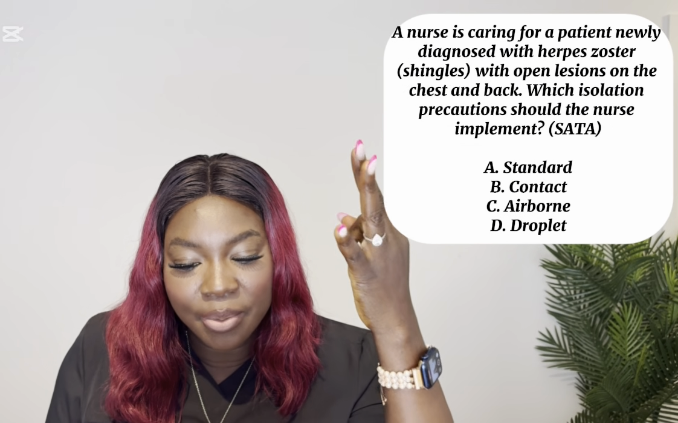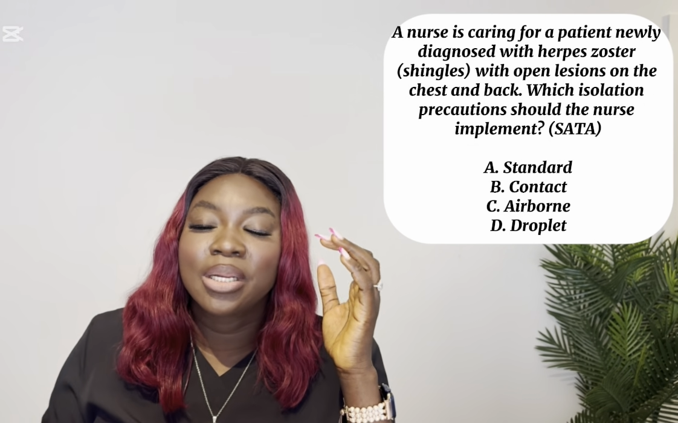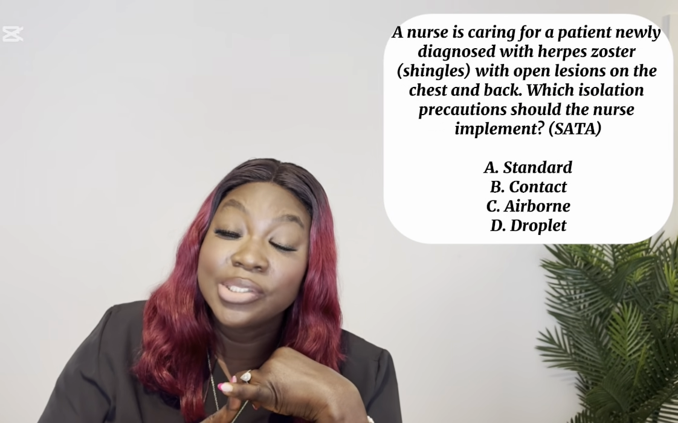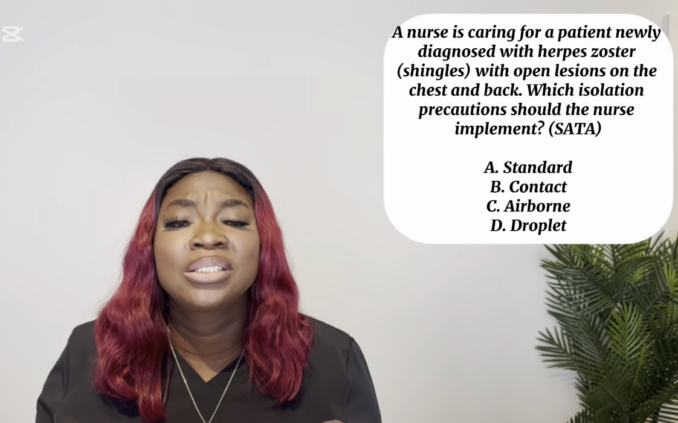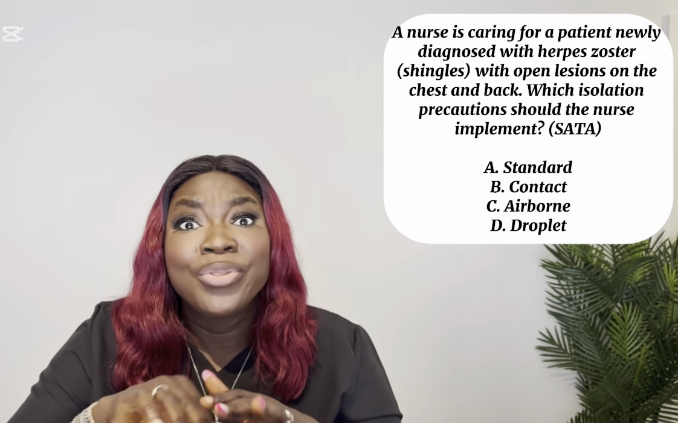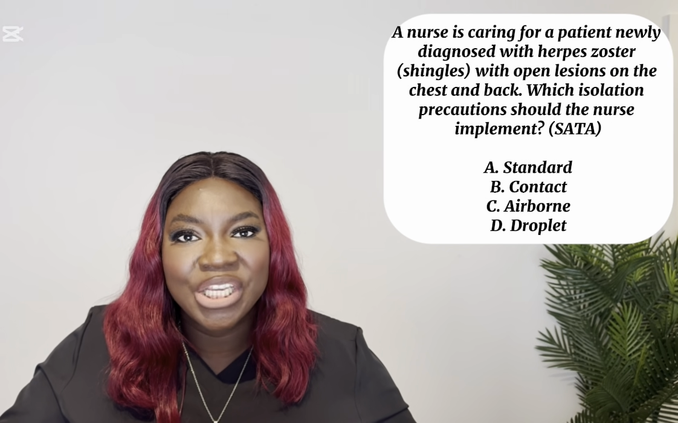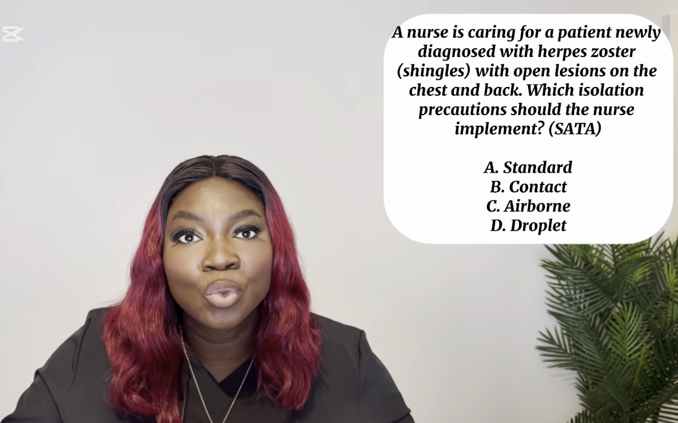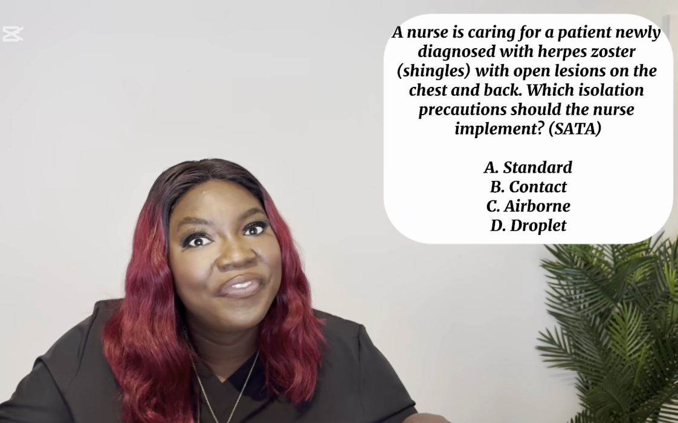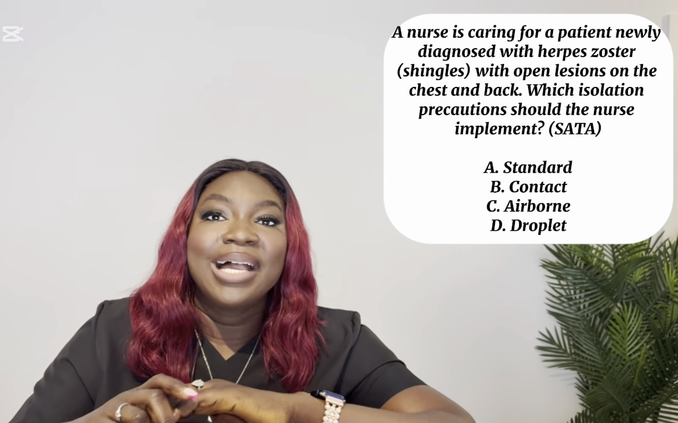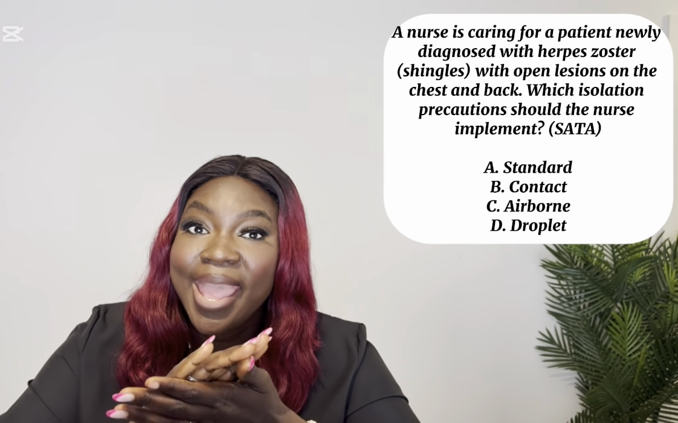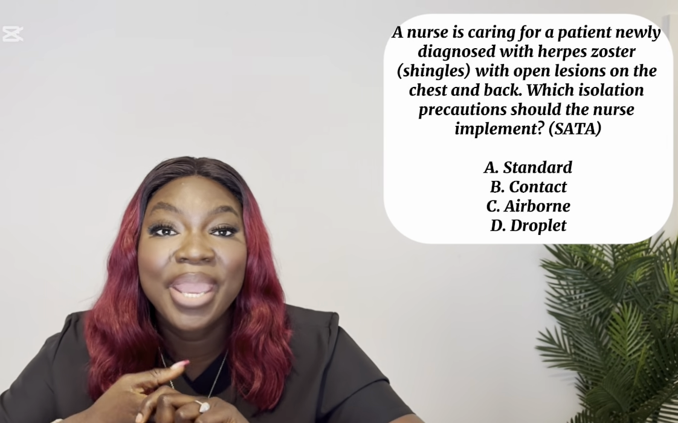With my explanation, now let's go through it. Standard, contact, airborne, and droplet. Select all that apply. First, we are using standard. Why? Standard precautions are used with all patients regardless of their diagnosis or their infections, and that involves you washing your hands before and after touching the patient.